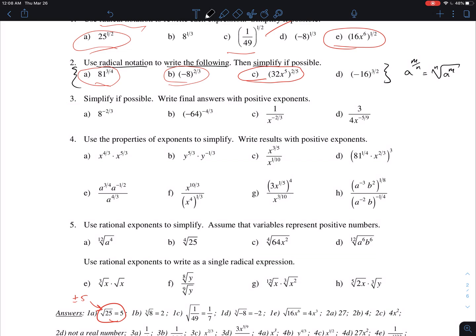And then we were going to move on to 3b, okay? And 3b goes on to say, simplify if possible, write final answers with all positive exponents. So I took out and I did 3b, okay?